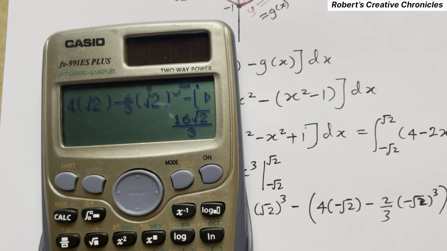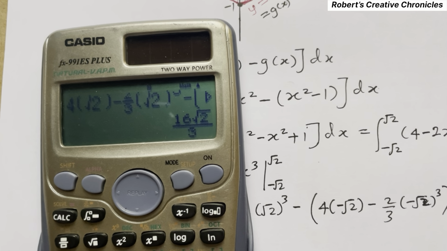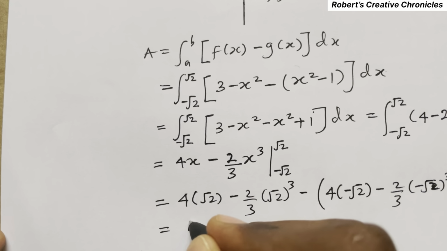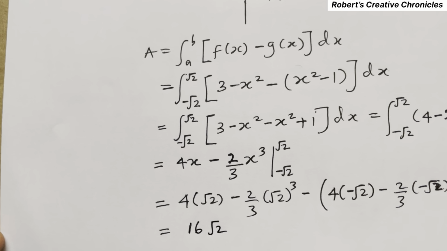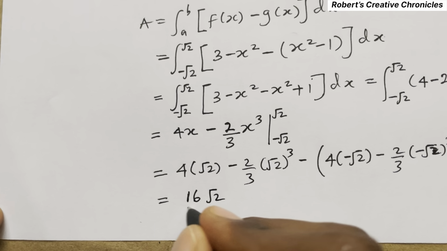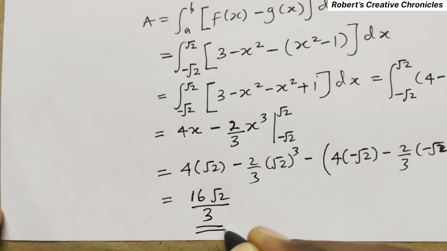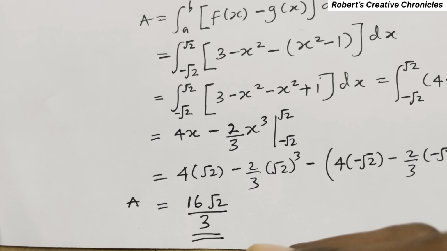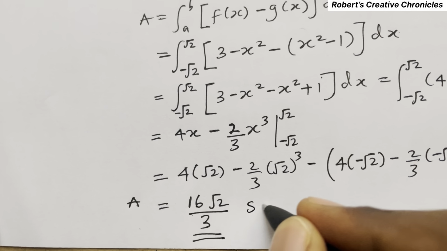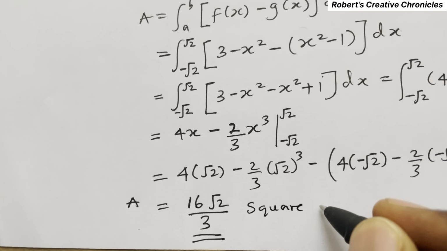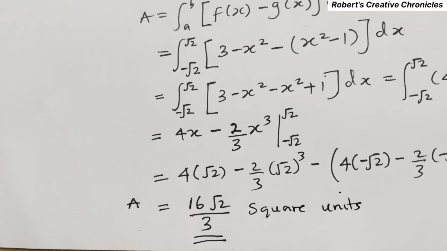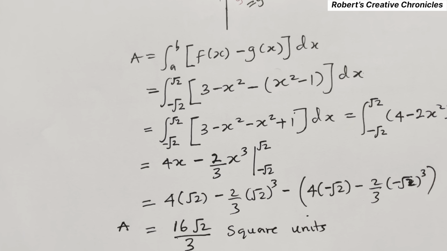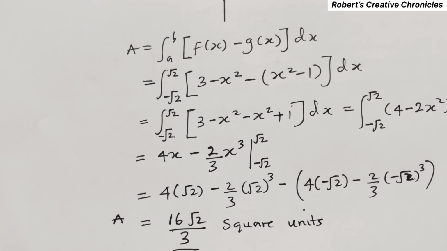So it's 16 root 2 over 3. So this is 16 root 2 over 3. This is the final answer. And since it's area, we can say square units as our unit. So this is the area of the region between the two graphs.